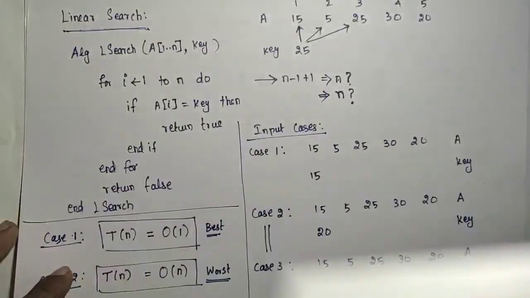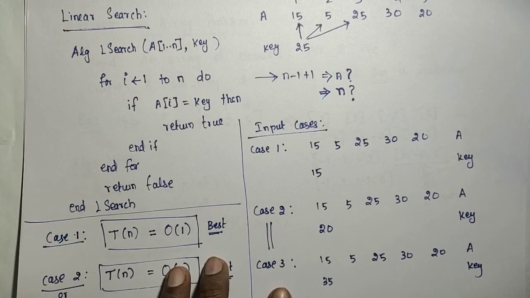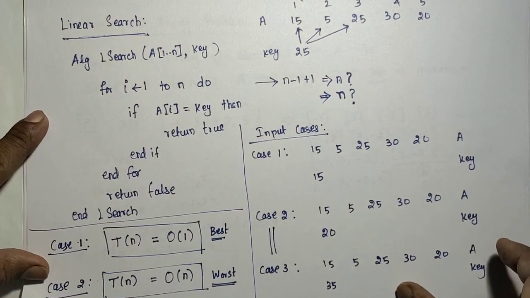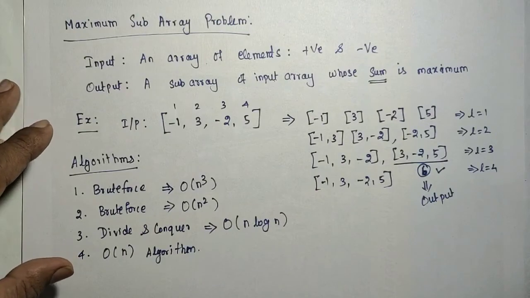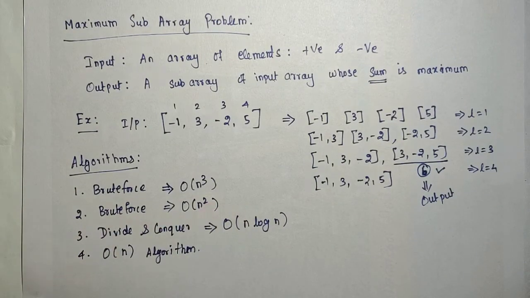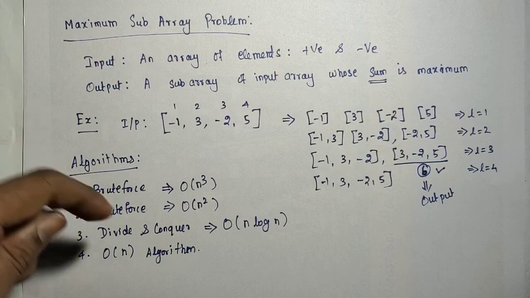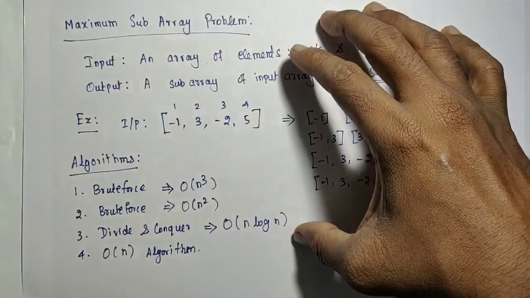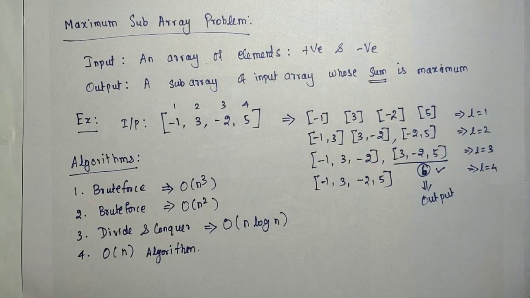But here the complexity differs with the input cases, so we need to state the best case complexity and the worst case complexity. For this kind of problem we have to say that. Then we started the maximum subarray problem. It needs 2 or 3 classes to complete these algorithms, and we will discuss them one by one. First understand the problem, what the maximum subarray is and what algorithms we are going to discuss. If you have a doubt you can ask.